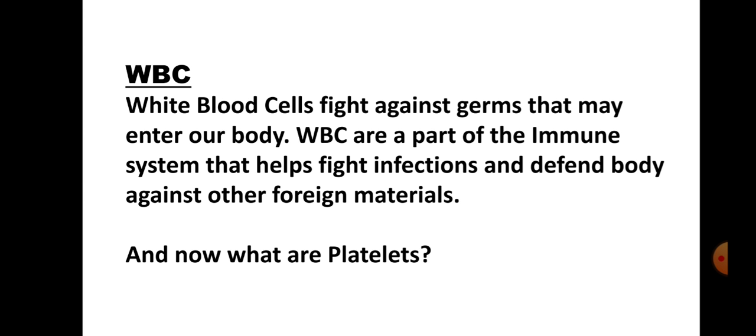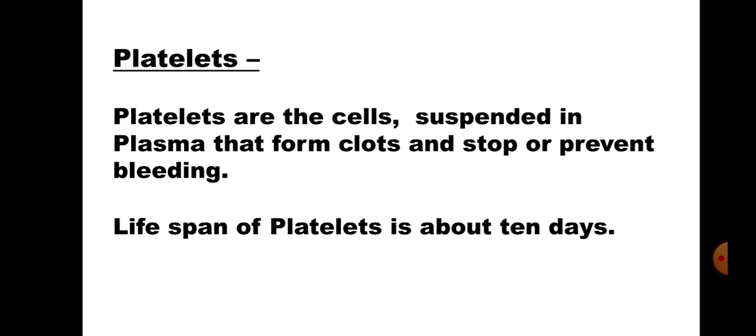Now, WBC. White blood cells fight against germs that may enter our body. WBC are a part of the immune system that helps fight infections and defend the body against other foreign materials. And now the question is, what are platelets? Platelets are cells suspended in plasma that form clots and stop or prevent bleeding. The lifespan of platelets is about 10 days. You will be amazed to know that the lifespan of a platelet is 10 days. But normally, when one platelet dies, a new platelet is formed. So the lifespan of platelets is about 10 days.